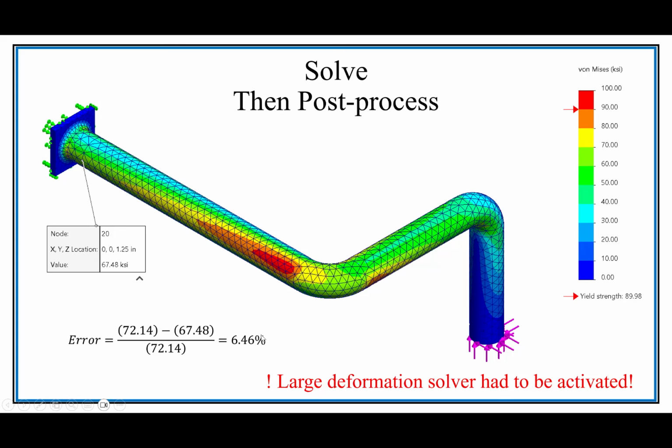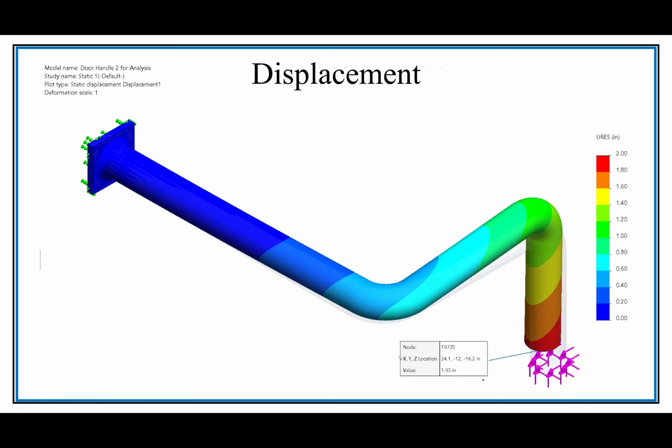But 6.5% in general, from my experience, is not a bad correlation. If it really matters, we need to investigate further and do some more FEA techniques. But this is just the beginning, as a demonstration to show you the hand calculation versus the FEA results. And then displacement was also something that I could measure as part of that.